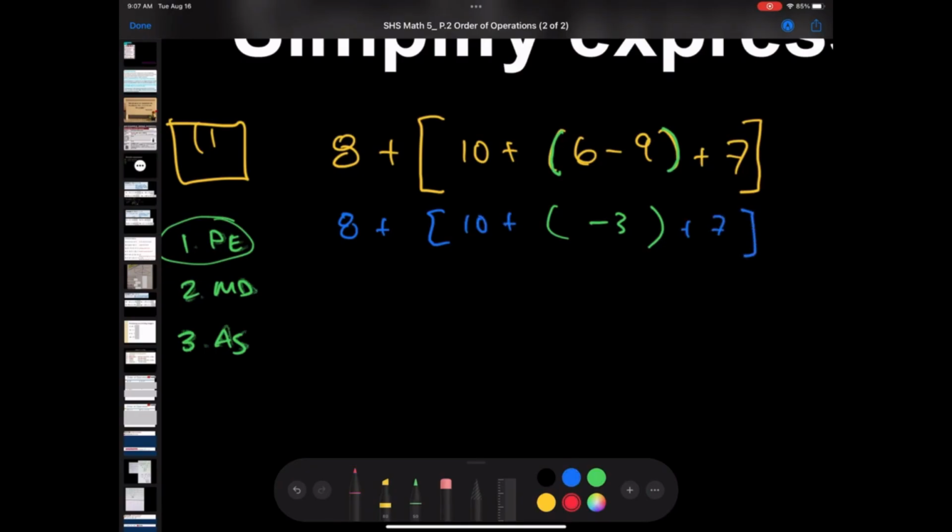And now I can just go left to right inside the bracket now. You'll notice that there is no multiplication here because you have these plus signs. So it's only multiplication if you have no addition or subtraction. Now, addition and subtraction, you should be going from left to right. Let's go ahead and do that.